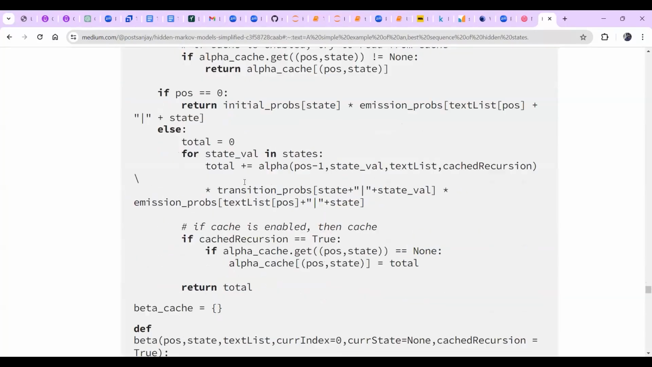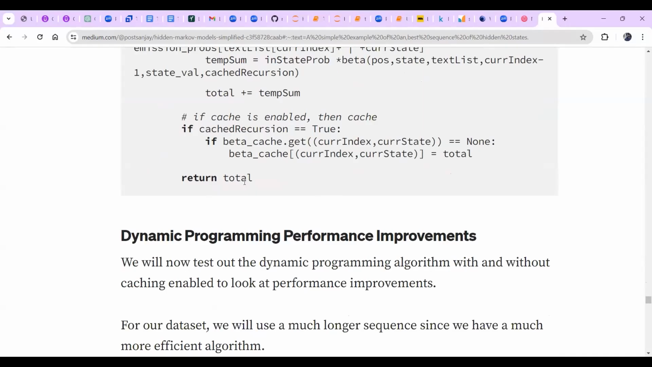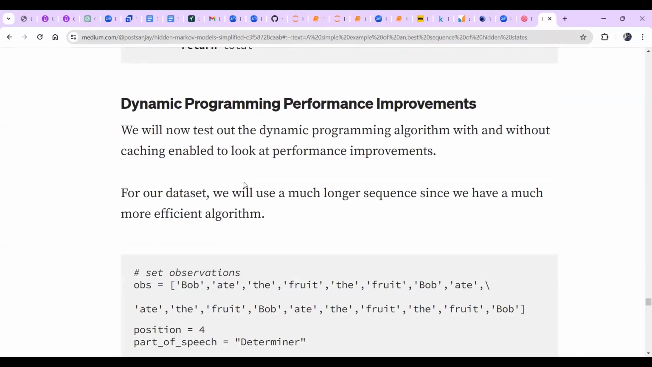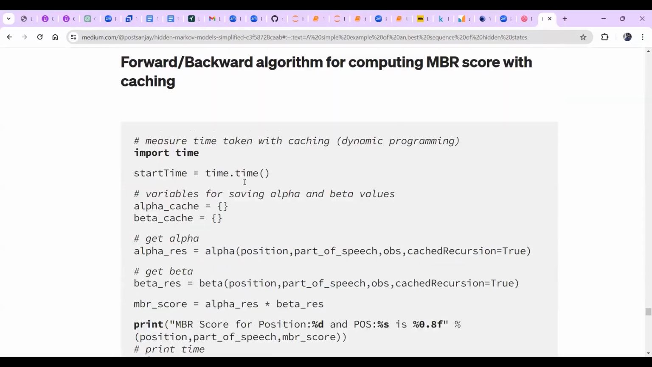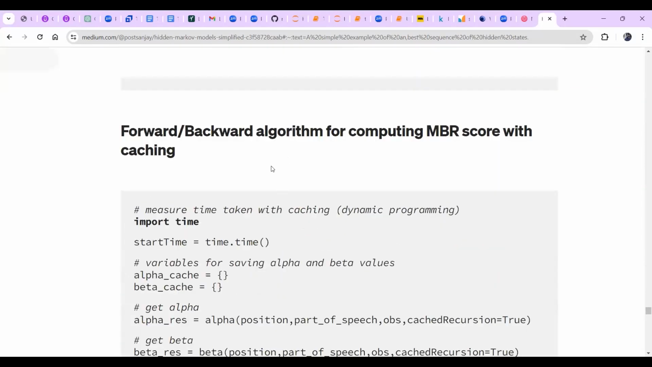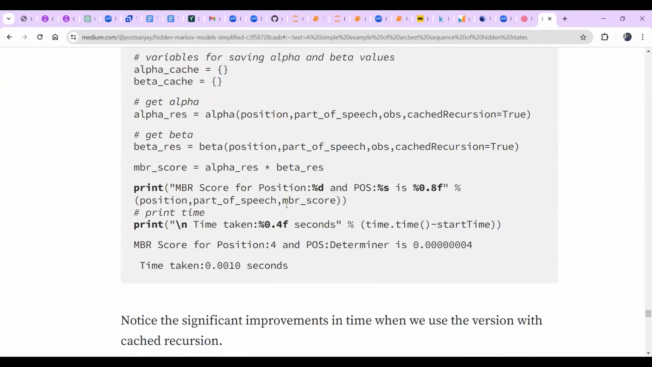Okay, these are some additional things which we don't need. Cache recursion, performance improvements, all these things we don't look at, like forward algorithms, backward algorithms, MBR scores. This is all from software engineering for optimization purposes.